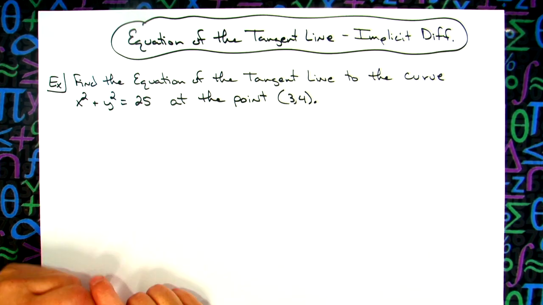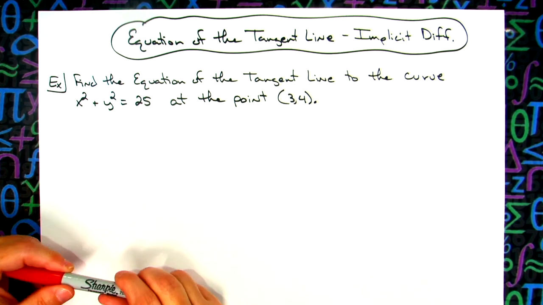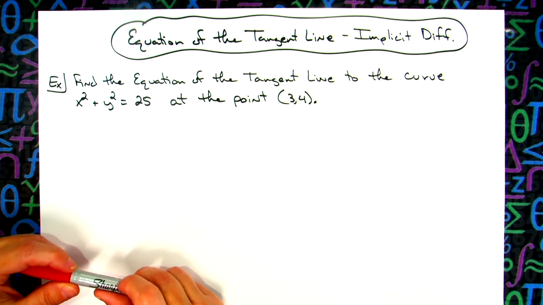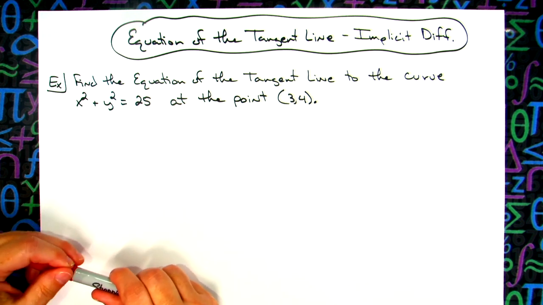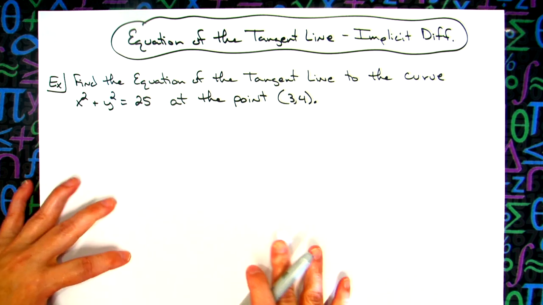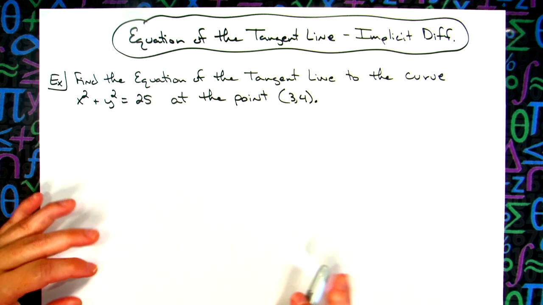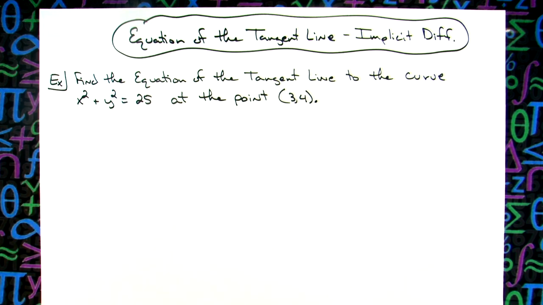In this video, we're going to work out a problem where we are finding the equation of a tangent line, and the differentiation process that we're going to have to use is implicit differentiation. This would typically be found in a Calc 1 class right after you've learned implicit differentiation.